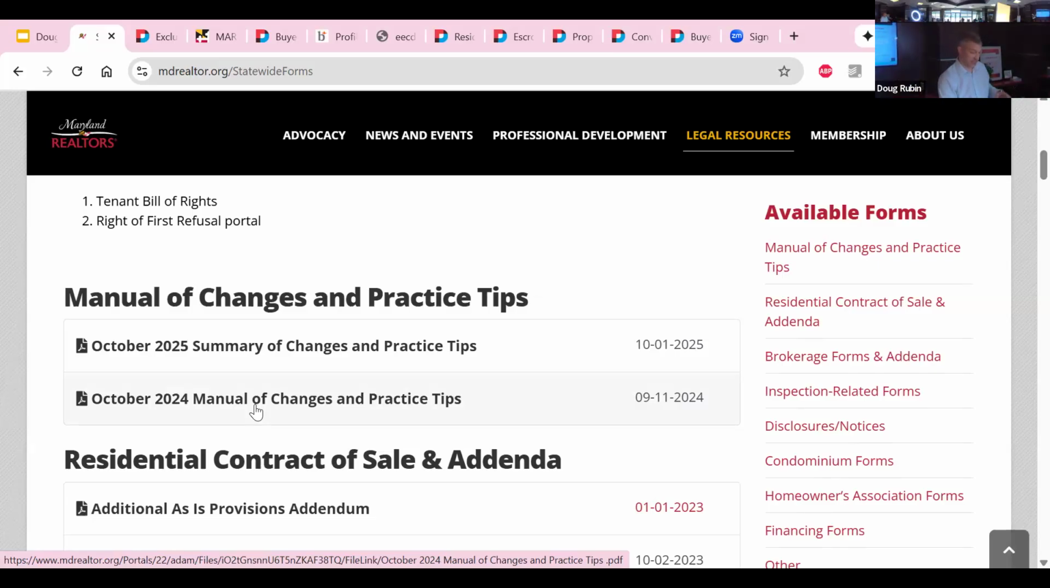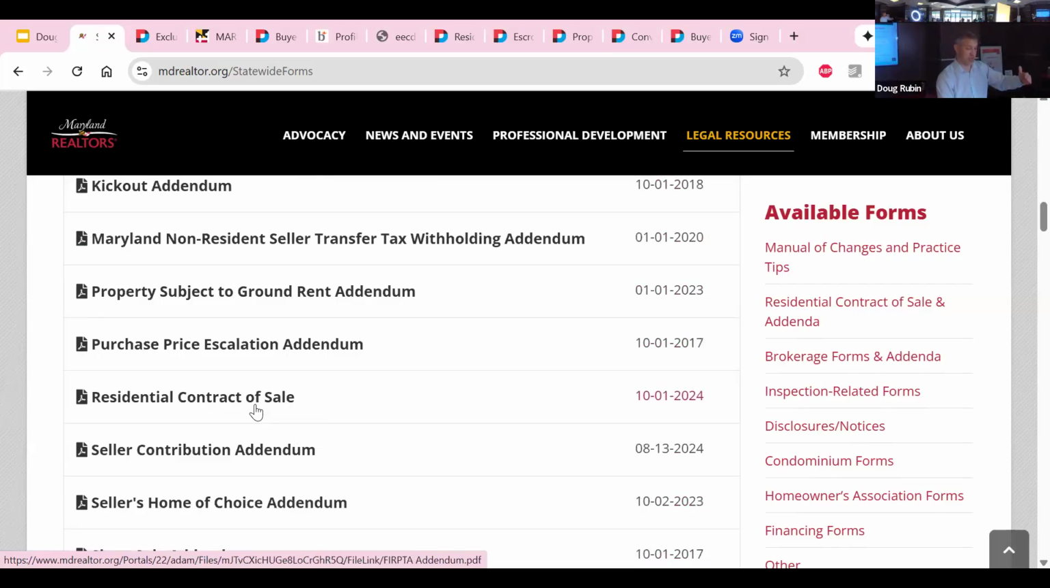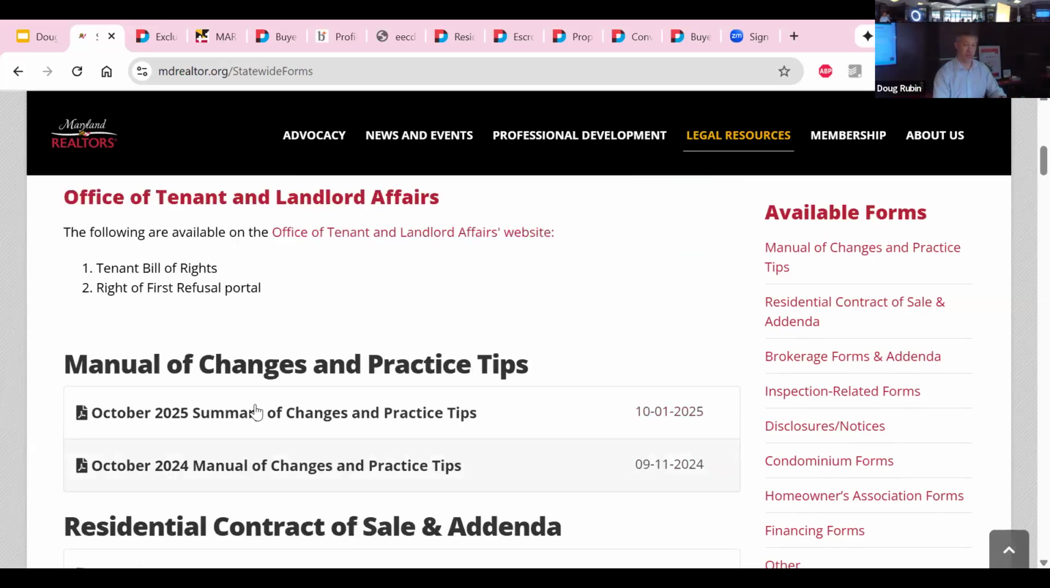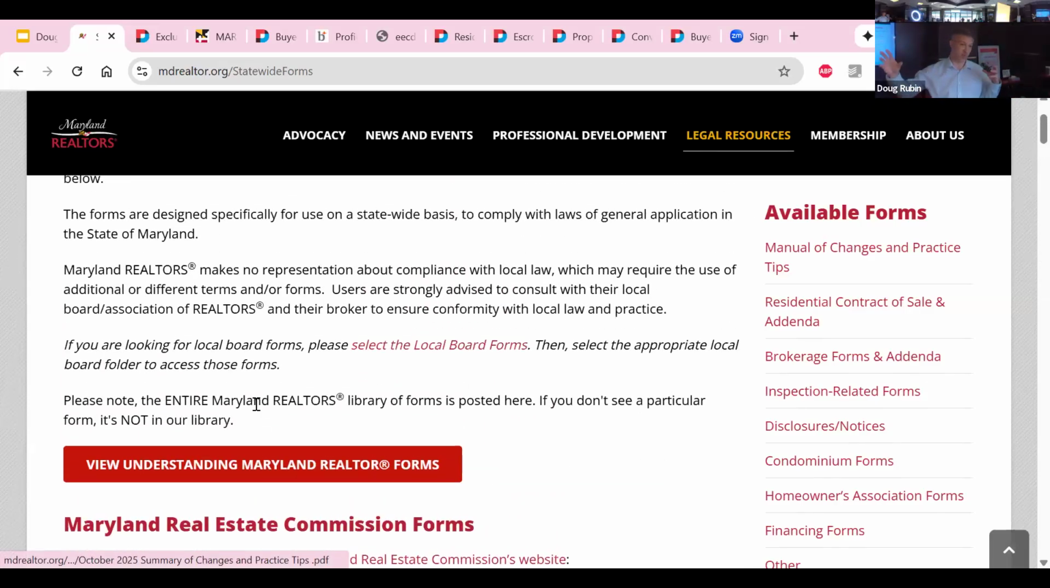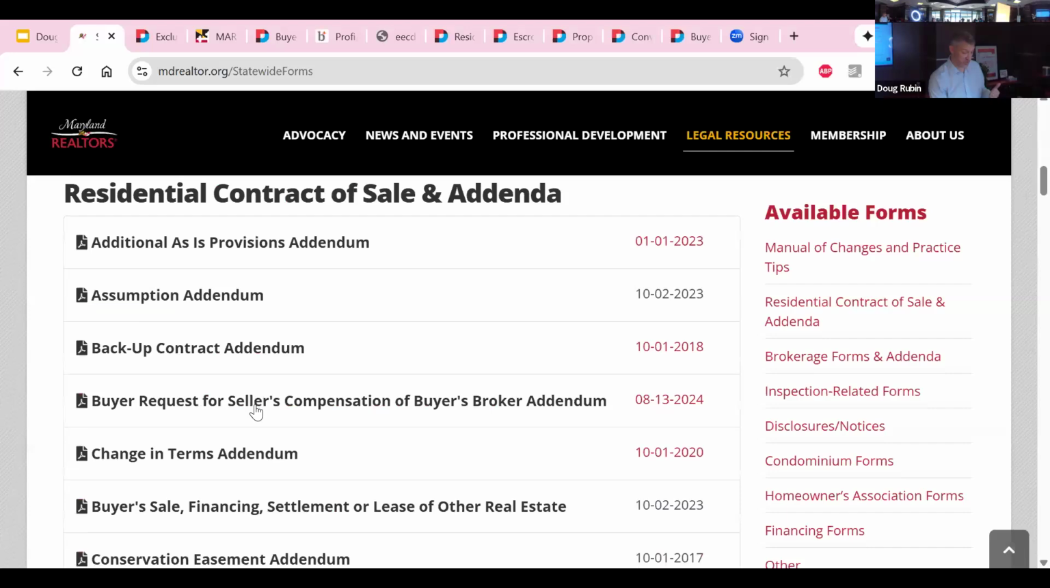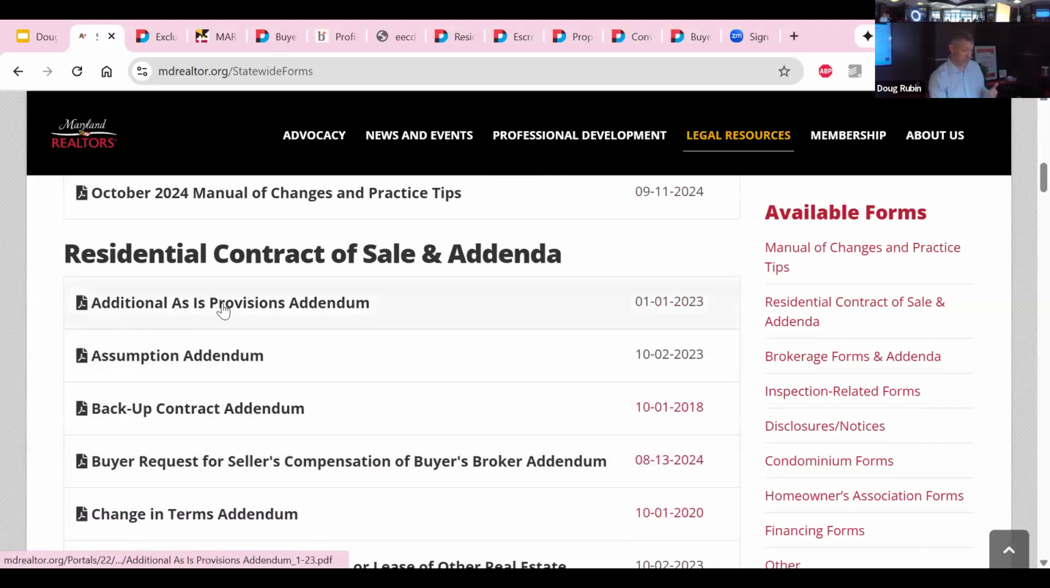Okay, and then basically they have 200 forms in there. Everything is here. This is what propagates out to Dotloop, DocuSign, zipForms, whatever you guys use, right? If you ever have questions about what is the most updated version, say you're looking at the additional as-is provisions addendum, and you have a dated document on zipForms, I can cross-reference the MAR website and say, okay, the most recent one was updated in 2023. So this is how you can cross-reference things.